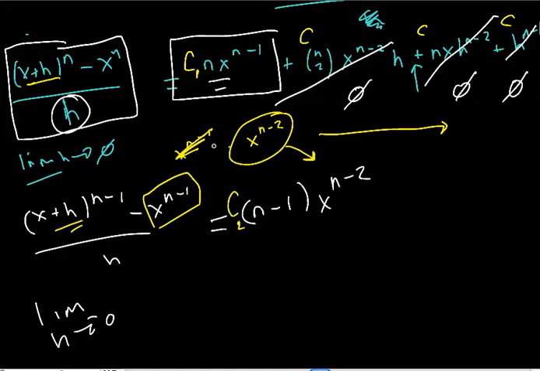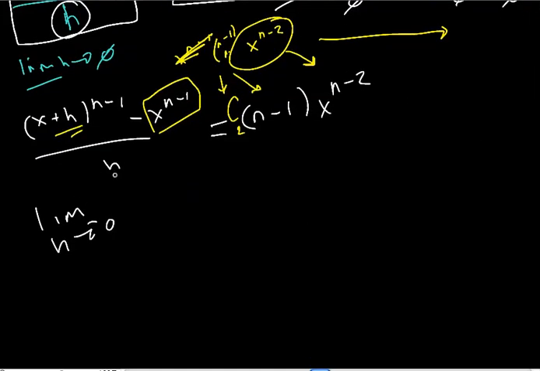And his coefficient would be n minus 1 choose 1, which of course is n minus 1. And of course he has his original constant in front, which is this C2. So for any given power, for any given expansion, the second term is the only thing that gets left when you take the limit as h approaches 0 of this guy right here.